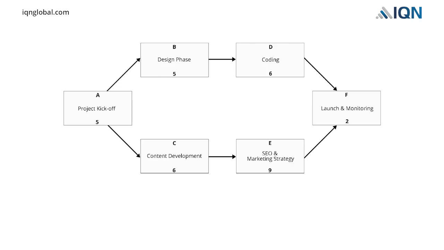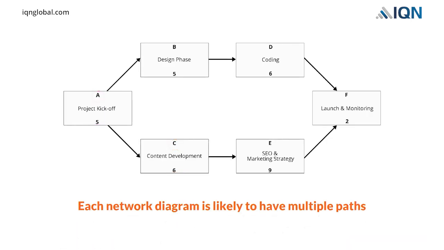For example, in the Activity A node, we have written its estimated duration as 5 weeks. Activity B takes 5 weeks to complete, Activity C takes 6 weeks, and so on. Each network diagram is likely to have multiple paths. Paths are like routes. Each path is discovered by assessing all possible sequences of precedence activities from the beginning node to the end.